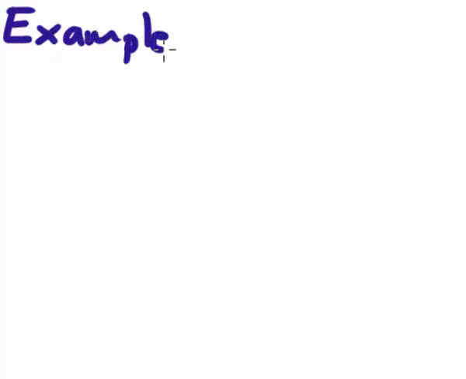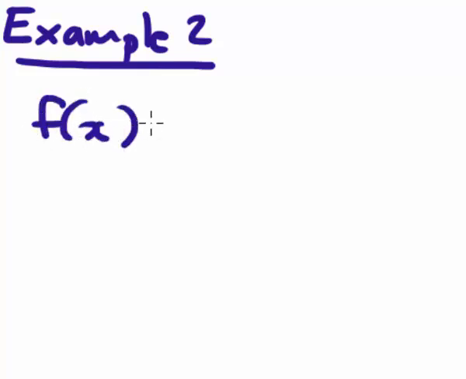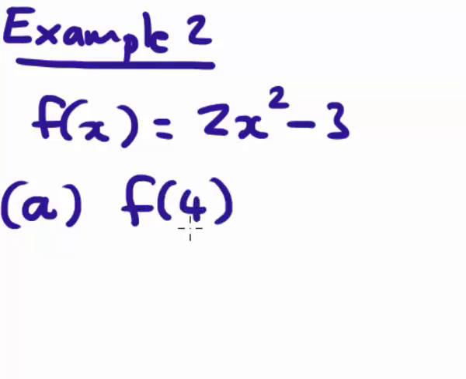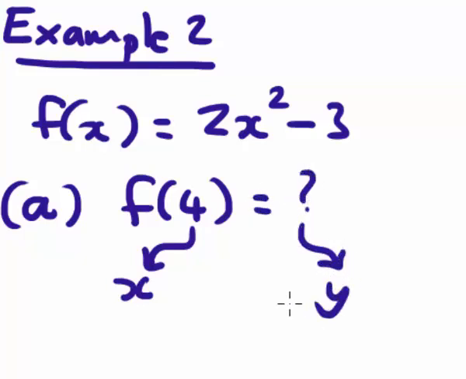Alright, guys, in a second example here, let's have a look at example 2. What we can do here is, if I gave you f of x as something else, not x plus 1, what if we go 2x squared minus 3? We know from grade 10 that's a parabola, but I'm not going to worry. We want to determine number A, the f of 4. Now, what does that mean? It says your x value is 4, and we want to know the corresponding y value.